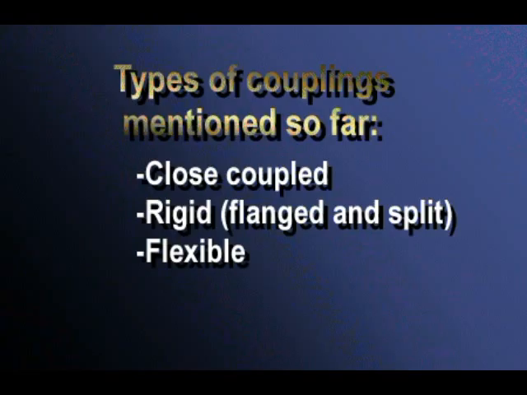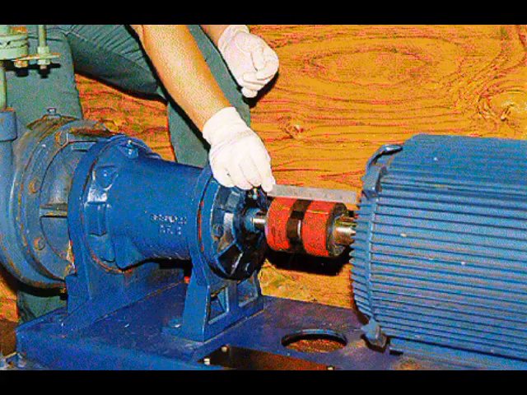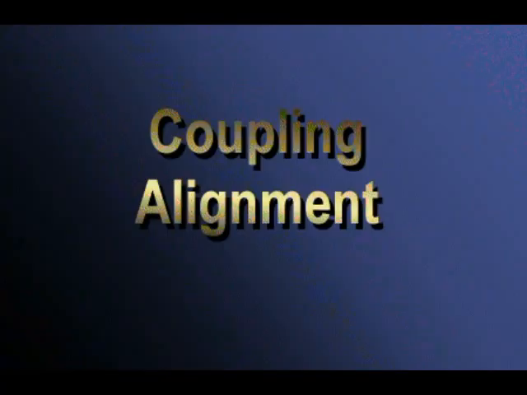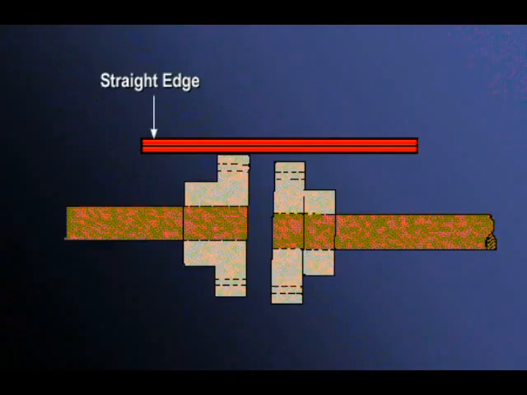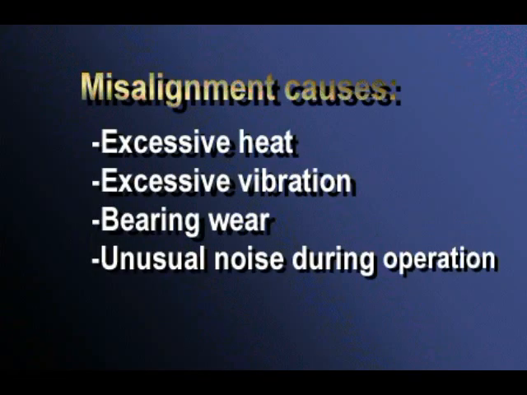So far, besides the close-coupled pump, we have mentioned 2 common types of pump couplings: rigid coupling, flanged and split, and flexible coupling. With both the rigid and the flexible coupling, we have mentioned shaft alignment. Let's see what we mean by this. Alignment of flexible and rigid couplings. Both flexible and rigid couplings must be carefully aligned before they are connected. Misalignment will cause excessive heat and vibration, as well as bearing wear. Usually, shaft misalignment problems will be indicated by excessive noise from the coupling.